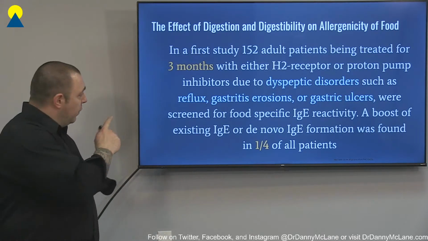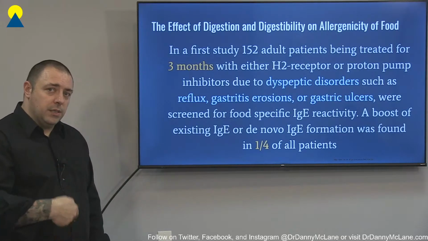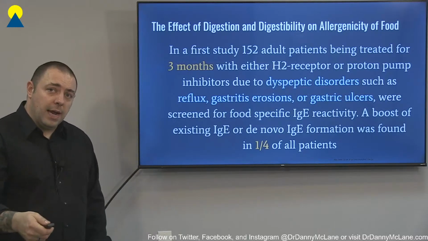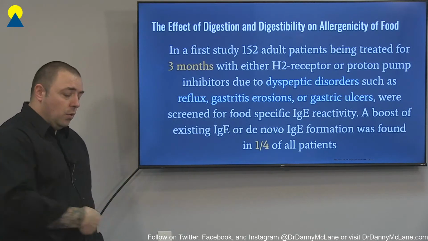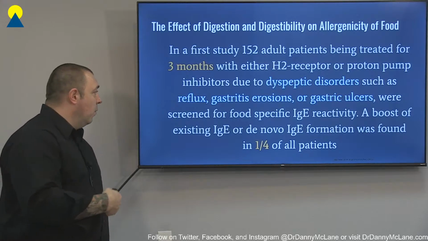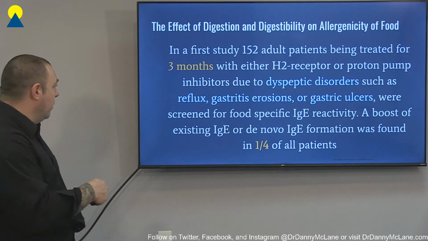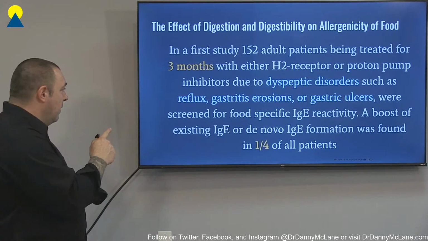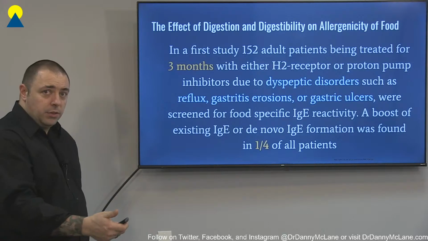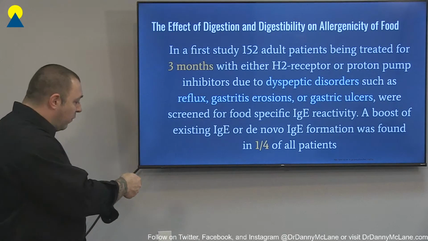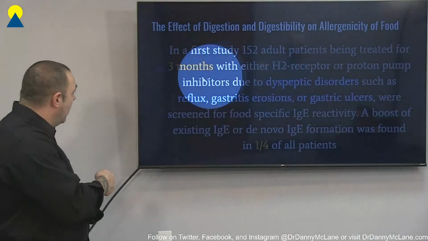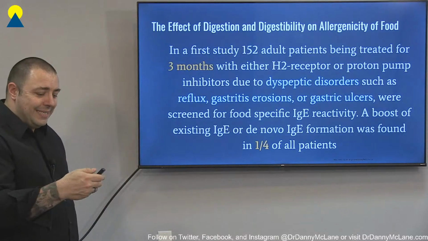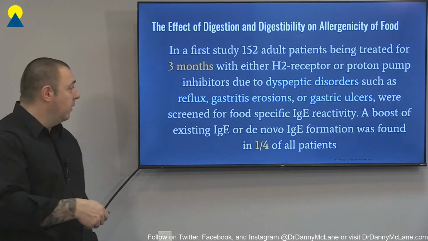So what is that saying? For 3 months, these people took a medication that would decrease their hydrochloric acid, their stomach acid. For why? They took it for problems associated with poor digestion. What happened? They were screened for a boost of specific IgE reactivity, allergenicity, and either it was a boost in something they were already allergic to, or they developed a new allergy in 1/4 of all patients after just 3 months. 1/4 of all patients had an increase or a new incidence of allergy reaction to food.